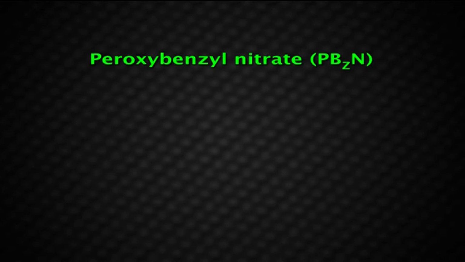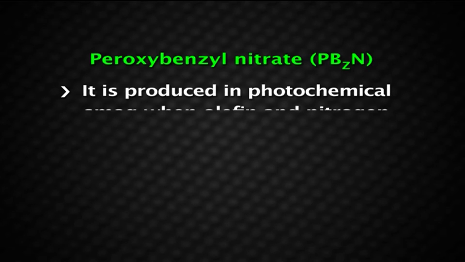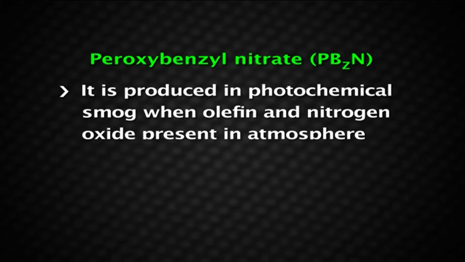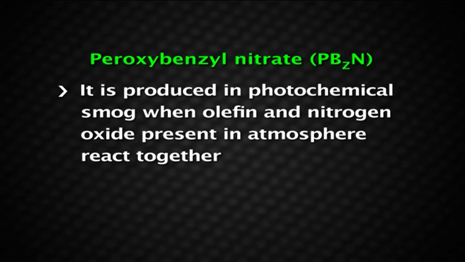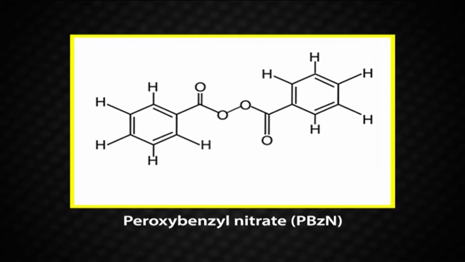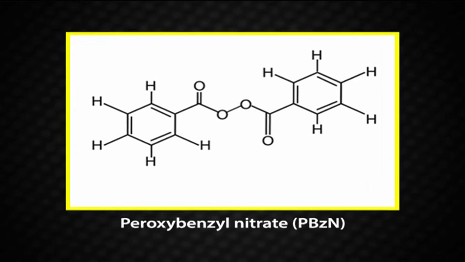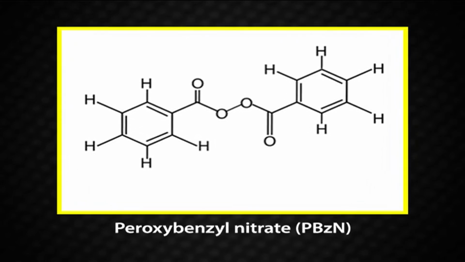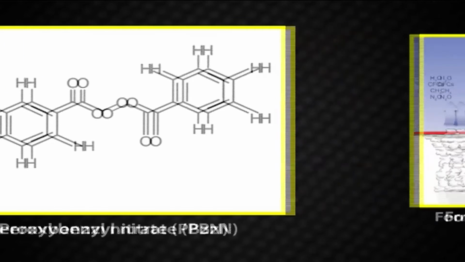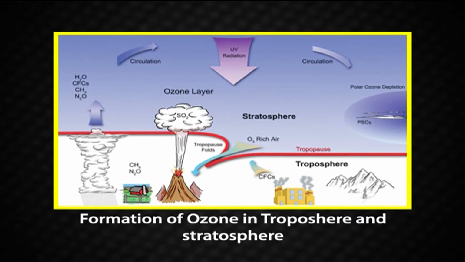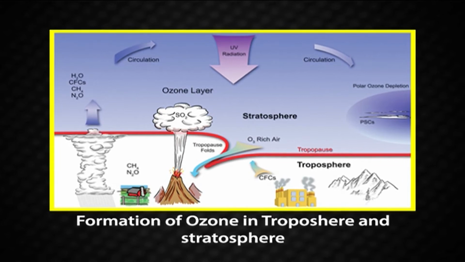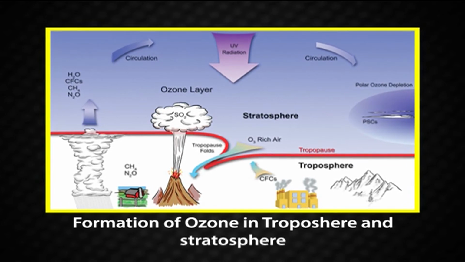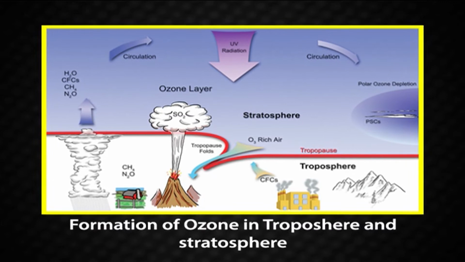Peroxybenzyl nitrate, or PBN, is produced in photochemical smog when olefin and nitrogen oxide present in the atmosphere react together. This aromatic compound is a strong eye irritant, even 100 times more powerful than PAN and 200 times more than formaldehyde.